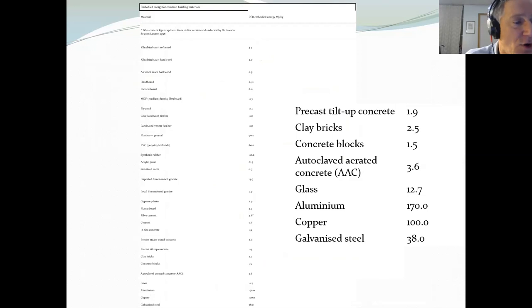So this is a whole chart of different things, and it's these values, and don't worry at all about what the numbers mean, but some comparative things I think are helpful. So some things have a lot of embodied energy. So for example, aluminum is one of the highest, because to extract aluminum from bauxite is very energy intensive.